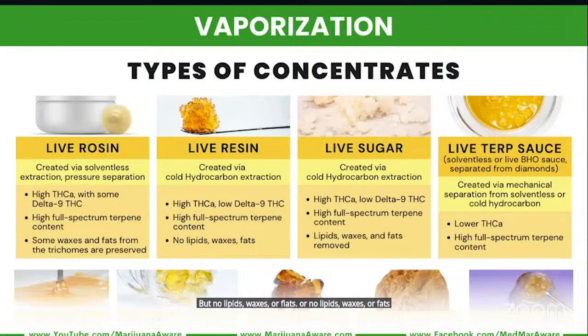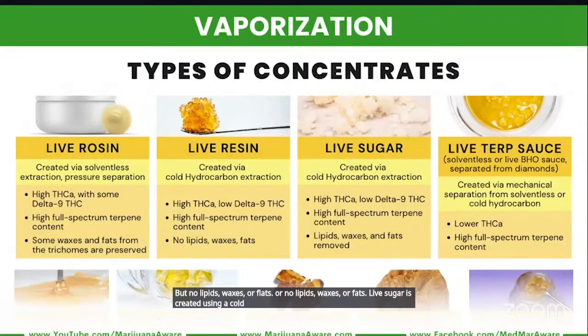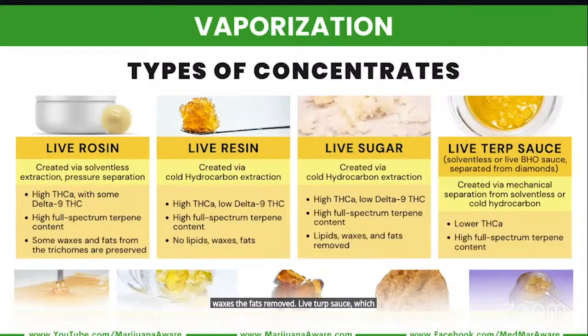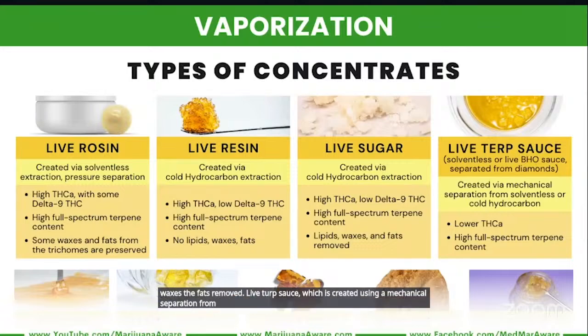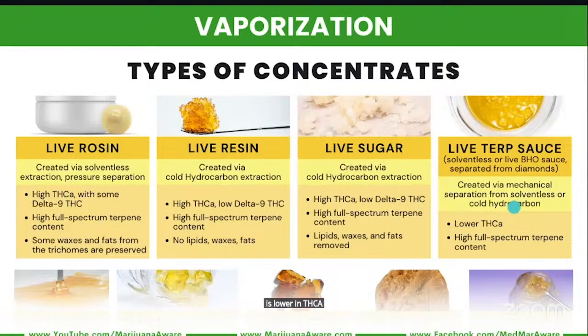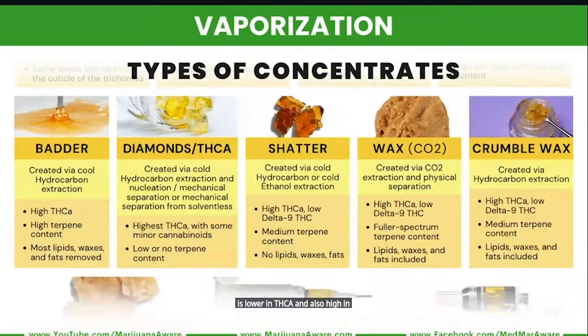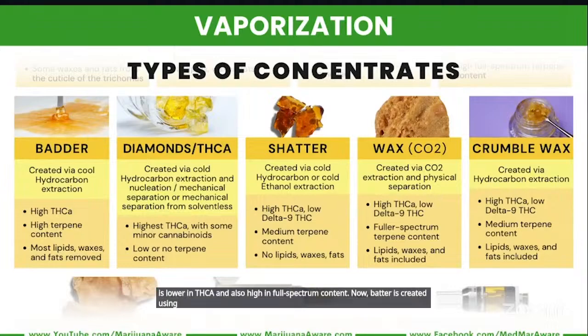Live sugar is created using a cold hydrocarbon extraction process. It's high in THCA, low in delta-9 THC. It has full spectrum content, but also has the lipids, waxes, and fats removed. Live terp sauce, which is created using a mechanical separation from a solventless or cold hydrocarbon process, is lower in THCA and also high in full spectrum content. Now, batter is created using a cool hydrocarbon extraction process, typically high in THCA. It does have a high terpene content, and most of the lipids, waxes, and fats are removed.